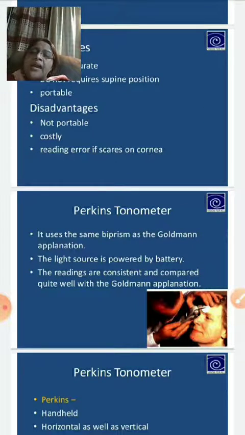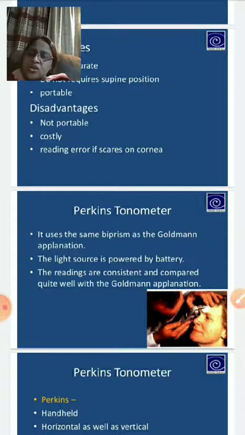Perkins tonometer is a handheld tonometer. It is like a Goldmann's tonometer and follows the same principle, but it is handheld and can be done in both a supine position and a sitting position. It is useful for patients like children, infants, or terminally ill patients.